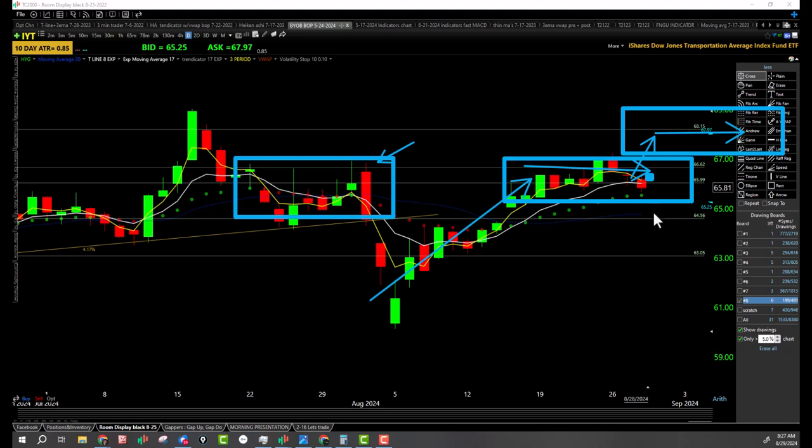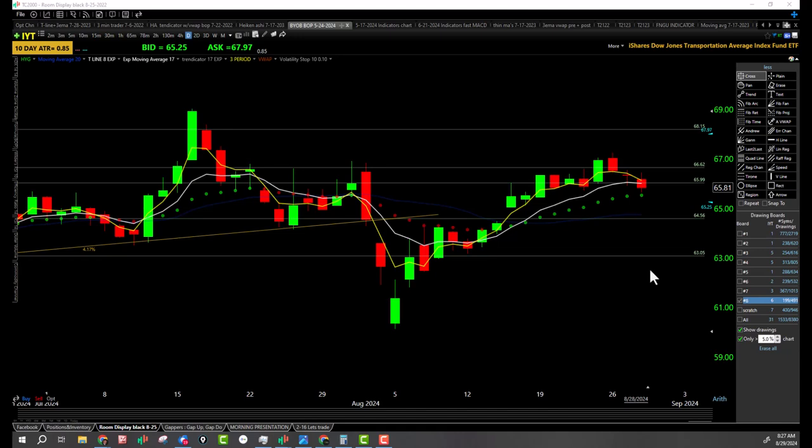That's IYT. Okay, so transports in an uptrend. So we got a lot of stuff in uptrends. We got markets in uptrend, indexes in uptrends. Okay, the only thing that's not in an uptrend is the FNGU. And unfortunately, FNGU has quite a bit of might.